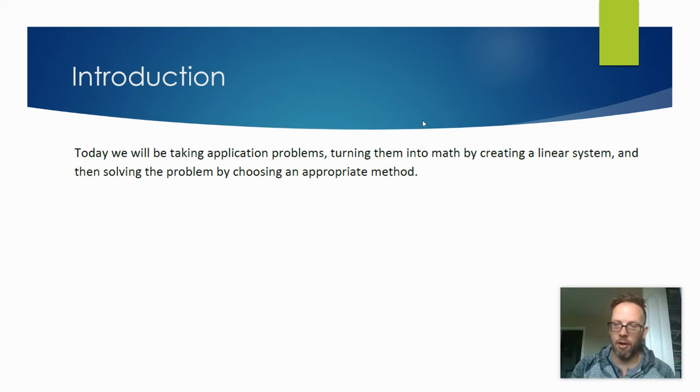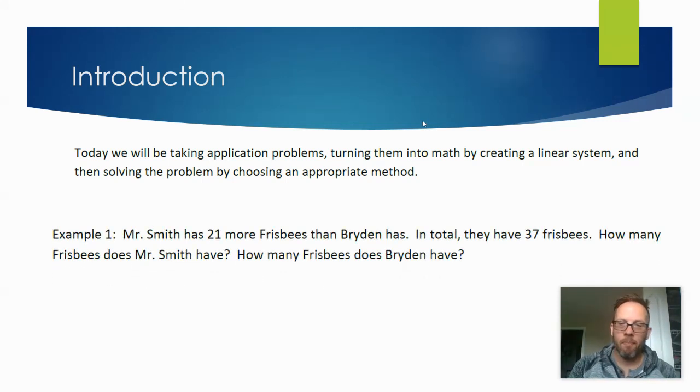So let's go to our first example. In this example, and I think you guys would agree, we're not solving the Earth's problems. It's a bit of a fictional problem designed to get the ball rolling. But me and Bryden like to disc golf, and I have 21 more Frisbees than Bryden has. In total, we have 37 Frisbees. So I've asked you to find, given that information, how many Frisbees each of us has.